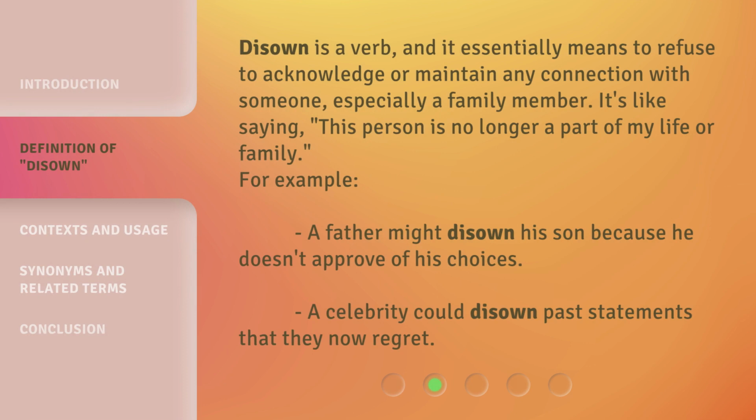Disown is a verb, and it essentially means to refuse to acknowledge or maintain any connection with someone, especially a family member. It's like saying, "This person is no longer a part of my life or family." For example, a father might disown his son because he doesn't approve of his choices. A celebrity could disown past statements that they now regret.